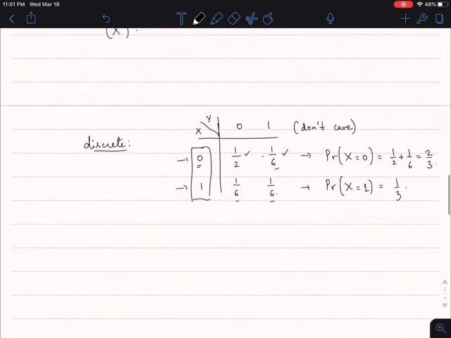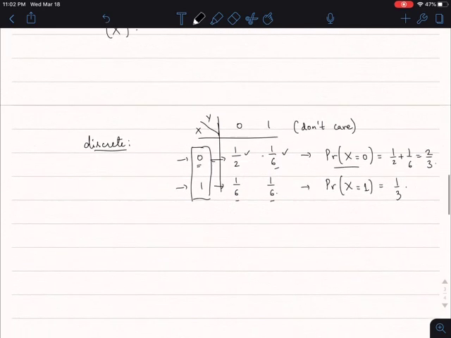So this is a probability distribution only involving x, and this is called the marginal distribution of x. The reason it's called marginal is because if you view this as a matrix, then you could imagine writing out the row sums in the margin, and that's how it gets the name.